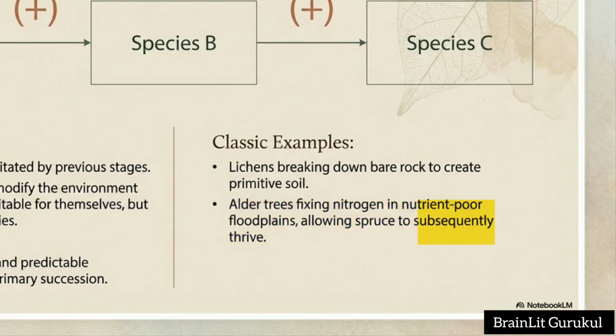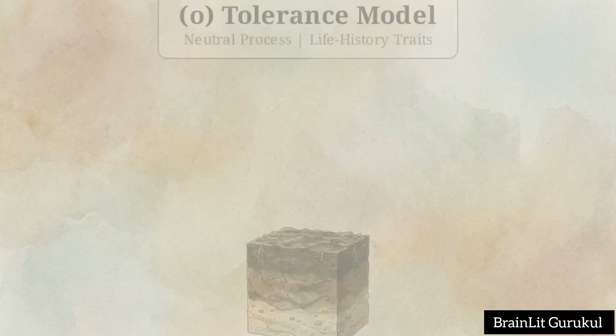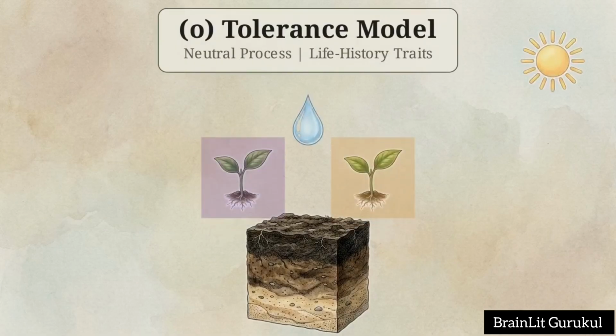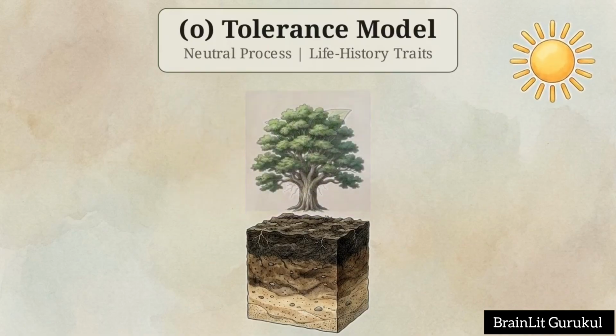The second pathway is the tolerance model. This is a neutral pathway. Later species are neither helped nor hindered by the pioneers that preceded them. In the tolerance model, environmental preparation is irrelevant. Species replacement is driven purely by superior life history traits and a higher tolerance for intense resource competition.